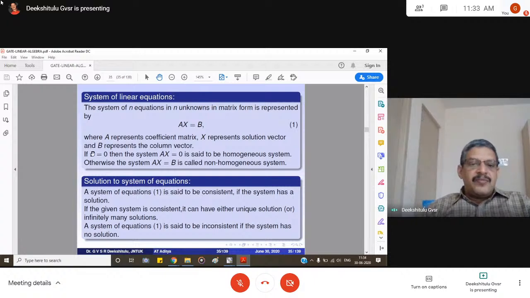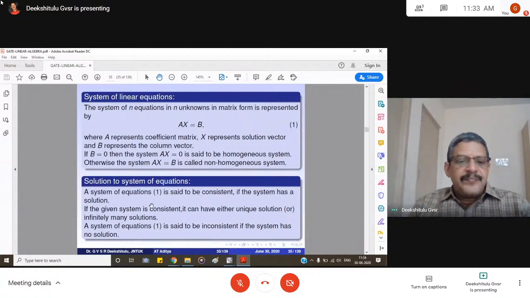Okay. If B is not equal to 0, this is in general called a non-homogeneous system of equations. If B is equal to 0, this is called a homogeneous system. Ax is equal to 0 is said to be a homogeneous system. Otherwise, it is called a non-homogeneous system. Then the solution of the system of equations.